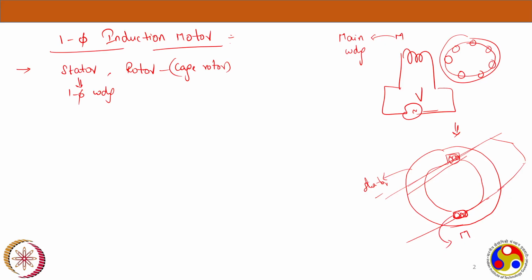Now, when a single phase source is connected to this winding M, definitely a sinusoidal current will flow through it, because we are giving an alternating supply. Now, this particular current will create a certain field.